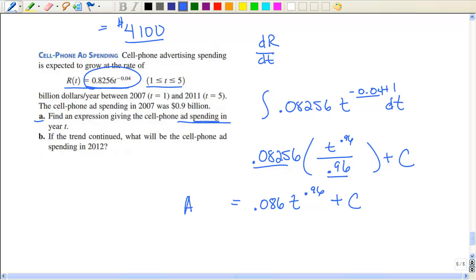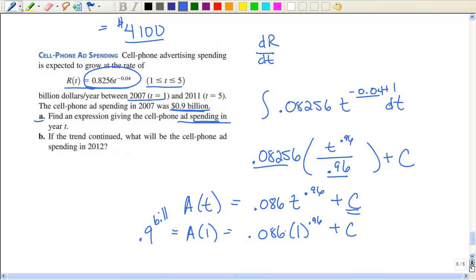So I'm just going to call it A of t for ad. Alright, now notice in year 1, which was 2007, I spent 0.9 billion. So I've got to solve for that constant. When t is 1, I've spent 0.9 billion. So A of 1, whoops, what's t? T is 1, so I'd have 1 to the 0.96 power plus c.